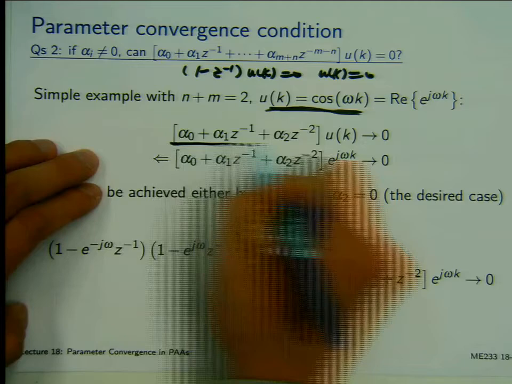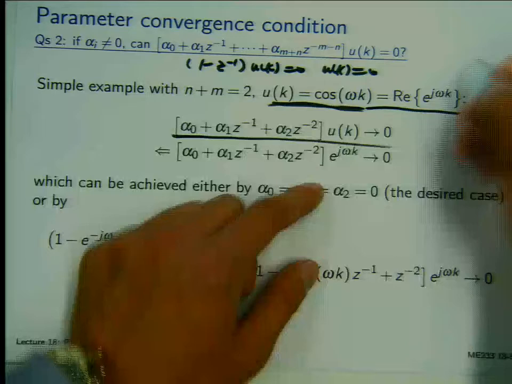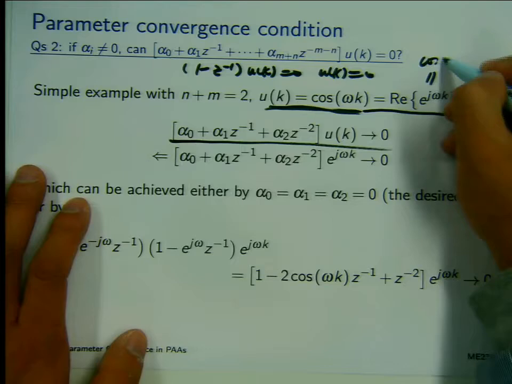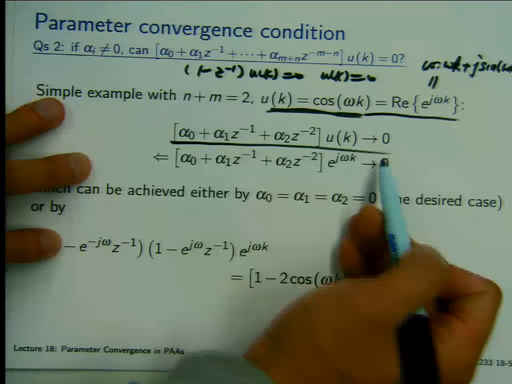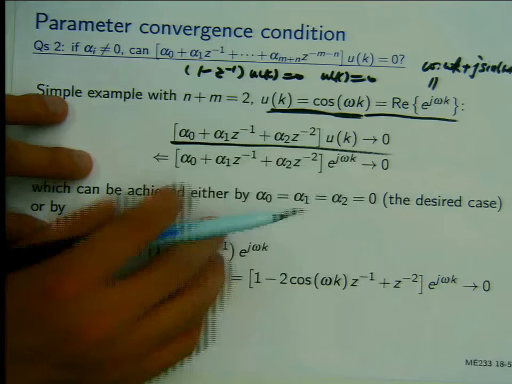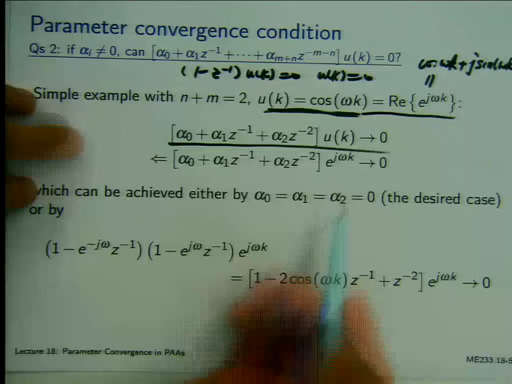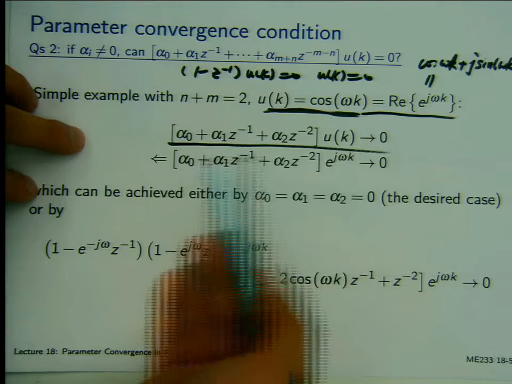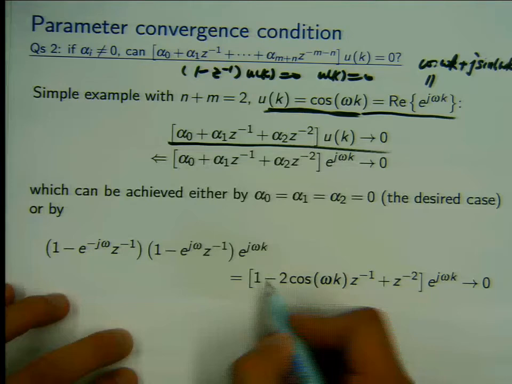Okay, so this is the condition we are given. So this guy, u_k, is zero. Okay, so it's sufficient enough because cosine omega k is just the real part of e^(j omega k). So e to the power of j omega k equals cosine omega k plus j sine omega k. If the output with respect to this guy is zero, then guaranteed, if we take the real part of this input, the output will still be zero. Okay? Now, take a look at this guy. We can immediately see that this going to zero does not guarantee alpha zero, alpha one, alpha two go to zero. Okay? So if you remember this, this is essentially the internal model principle, right?